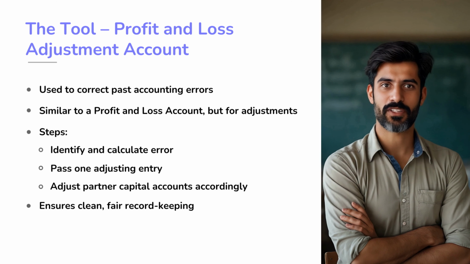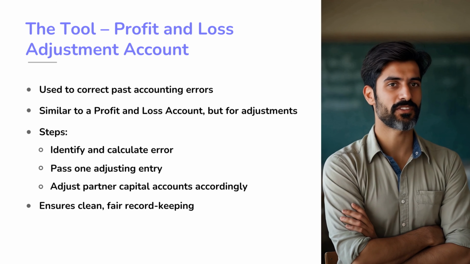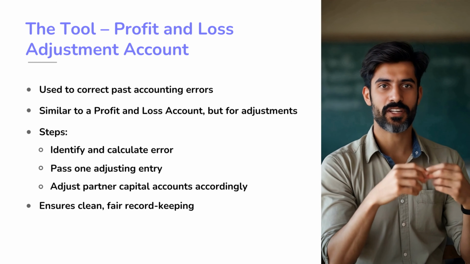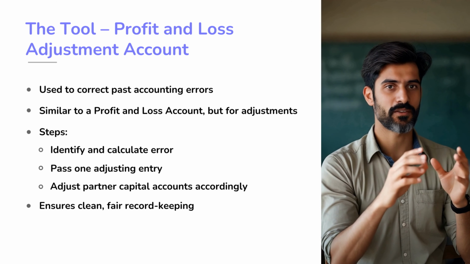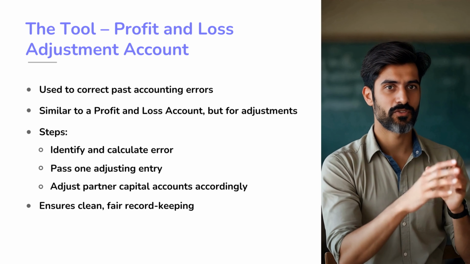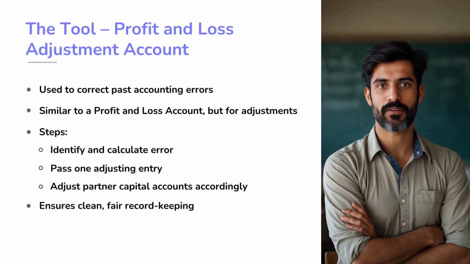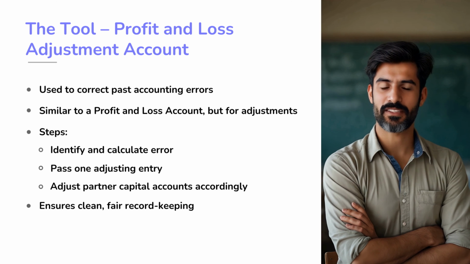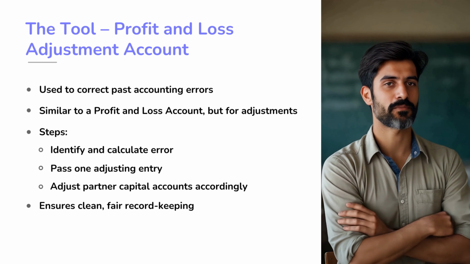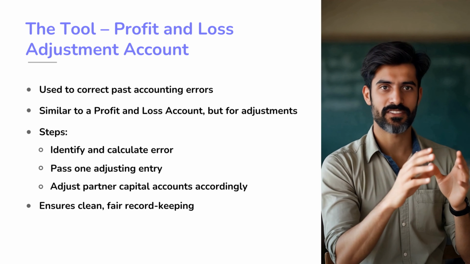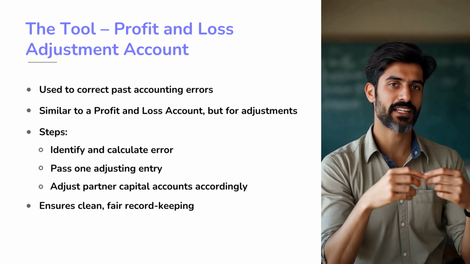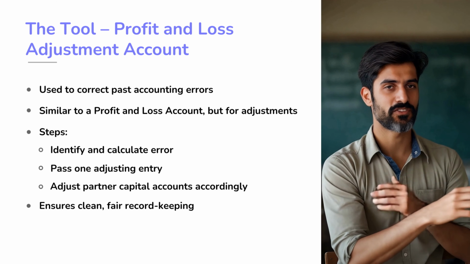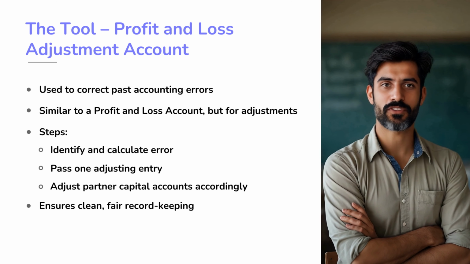So how do we actually correct the mistake? We use a special account called the Profit and Loss Adjustment account. It's just like the regular profit and loss account, but with one mission: to fix what went wrong. Here's the process. First, identify and calculate the error. Then, pass a single adjusting journal entry. Finally, update each partner's capital account, debiting or crediting as needed. It's neat, quick, and most importantly, it restores fairness without complicating the books.